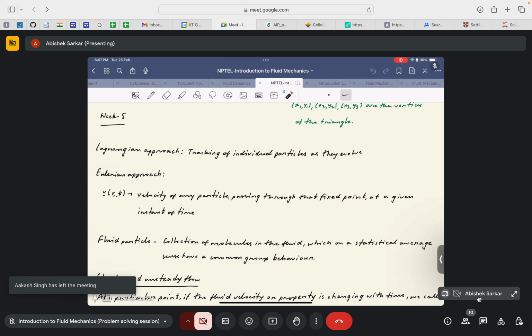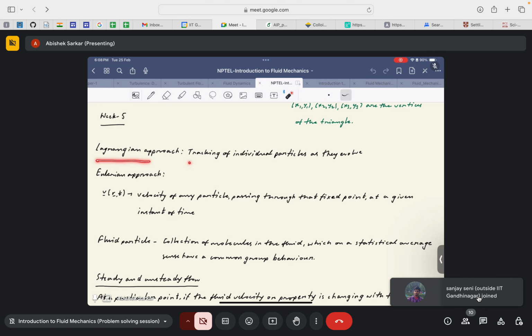So here we again introduce the Lagrangian and Eulerian approach. These are reintroduced. We briefly discussed them in the first session when we started this course, and they are introduced again because now we will see how the governing equations of motion are obtained by understanding these different approaches. The Lagrangian approach basically deals with the tracking of individual particles as the flow evolves, or as they move through the flow domain.